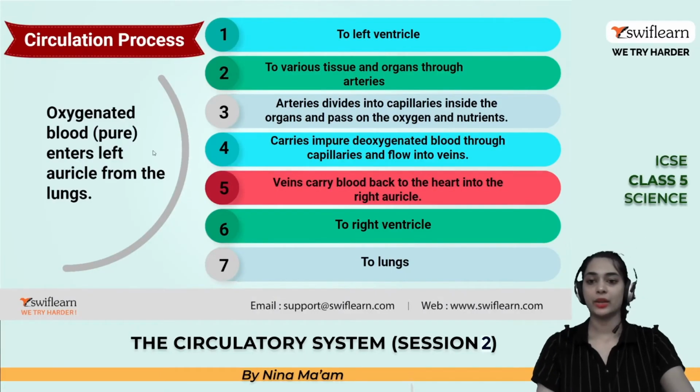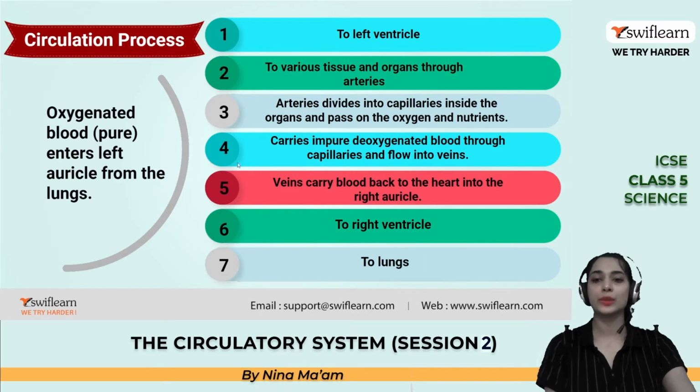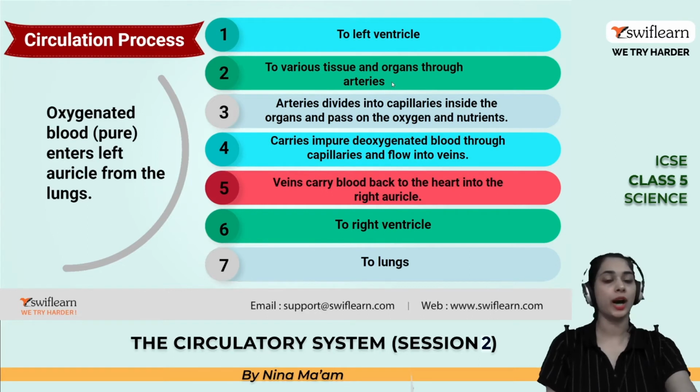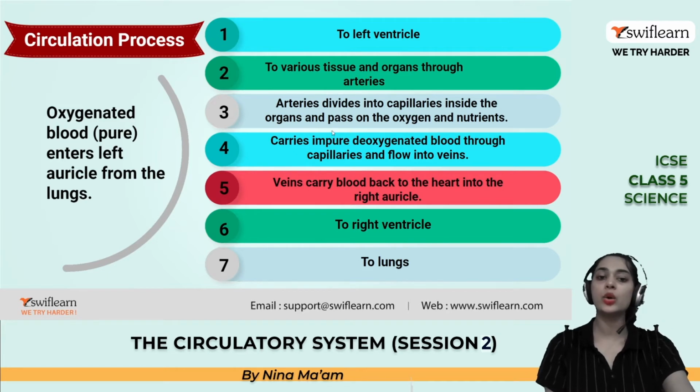So let's look at over here. Here is the whole circulation process I just briefed earlier. The oxygenated pure blood enters the left auricle from the lungs. There are several things happening in the process. The first one, it enters the left ventricle, then goes to various tissues and organs through the arteries.